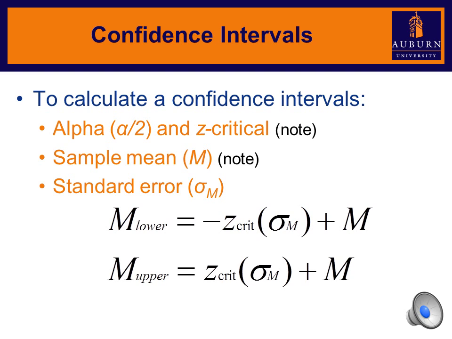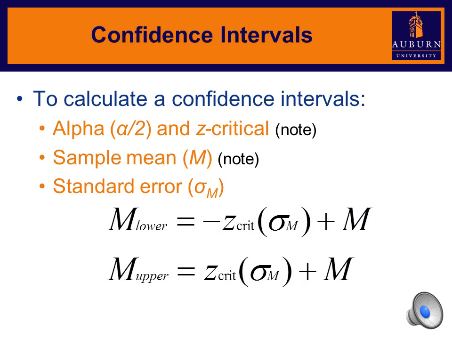So to calculate a confidence interval, we need a few things. We need to know our alpha. We also need to know the associated z critical values with that alpha. We need to know our sample mean, and we need to know our standard error. And there I give you the two formulas. We have an upper bound and a lower bound. So it's a range, and we need to get a low value and a high value of this range, of where we expect that true population mean to fall.